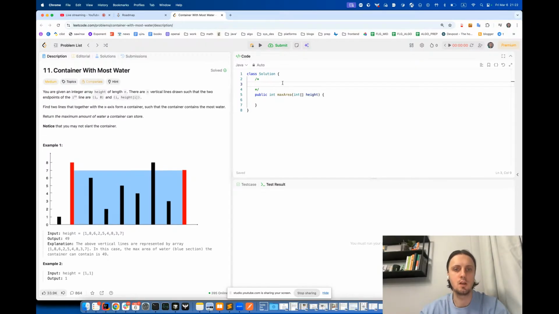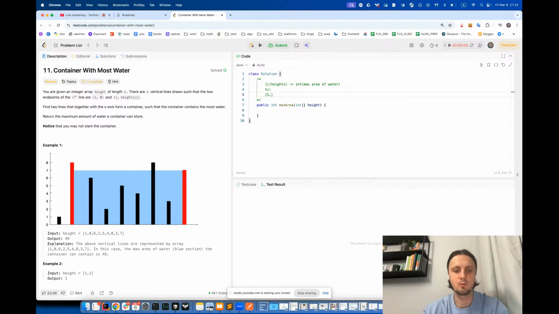All right, so we have an array of heights, and our task is to return the maximum integer. It will be the maximum area of water, right? All right, so let's draw some test cases.